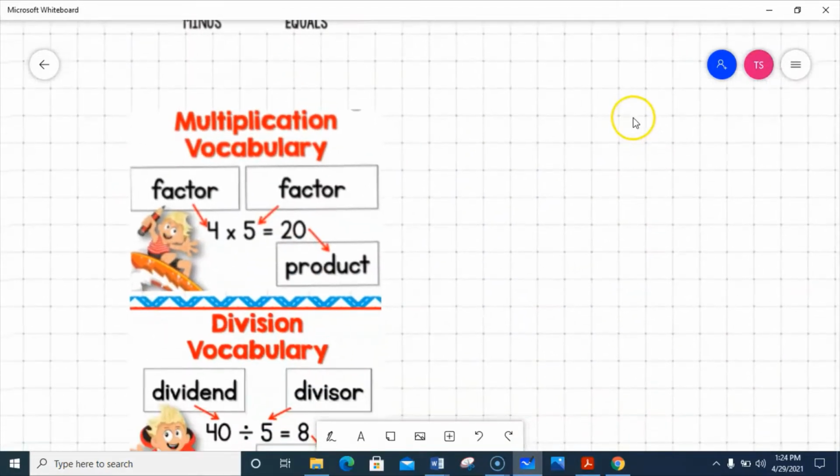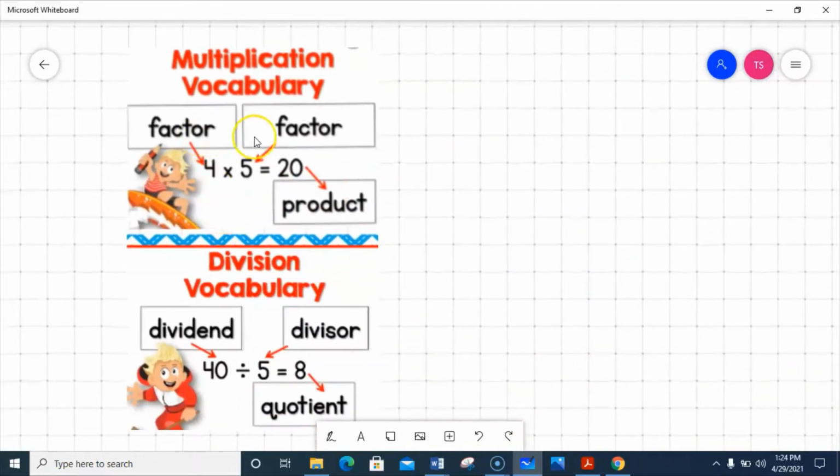Multiplication vocabulary. You know, it's factor, those two numbers we put together in our multiplication to get our product. And there's a commutative property of multiplication, which means we can switch numbers around. 5 times 4 is also 20.